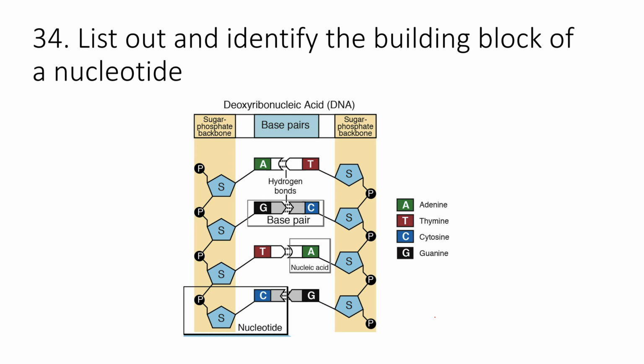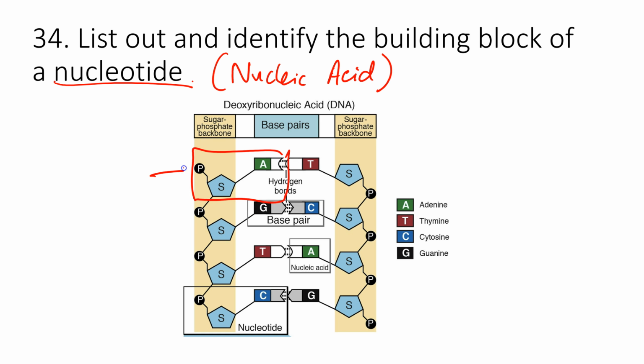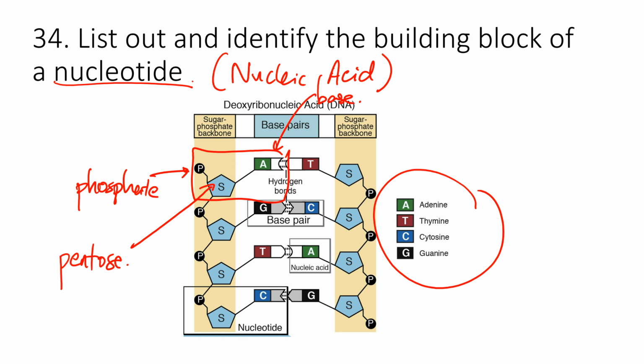So list down and identify the building blocks of a nucleotide. Nucleotide is the building block for nucleic acid. You had learned different types of nucleic acid, the DNA and the RNA, right? Nucleotide is made out of 3 different parts: the phosphate part, the pentyl sugar, it means it has 5 carbon, pent means 5, and the base. Learn the 4 types of base: adenine, thymine, cytosine, and guanine, A, T, C, and G.